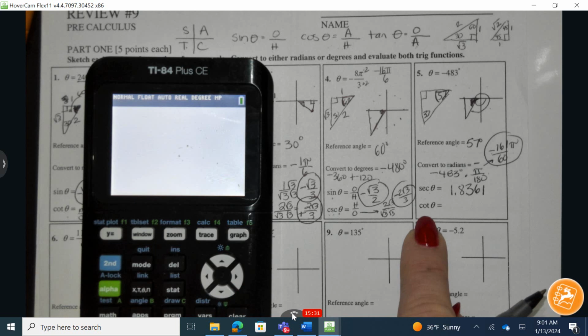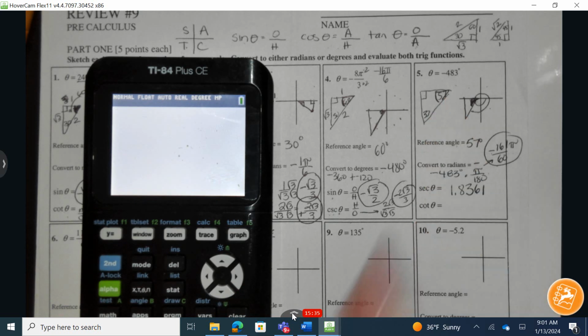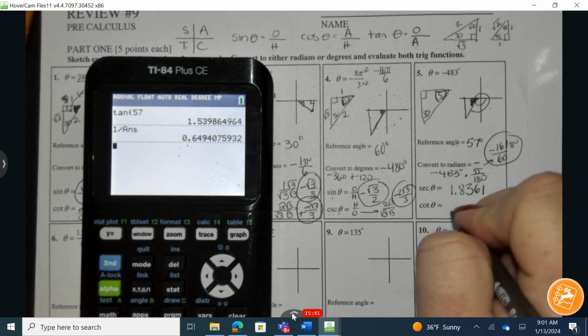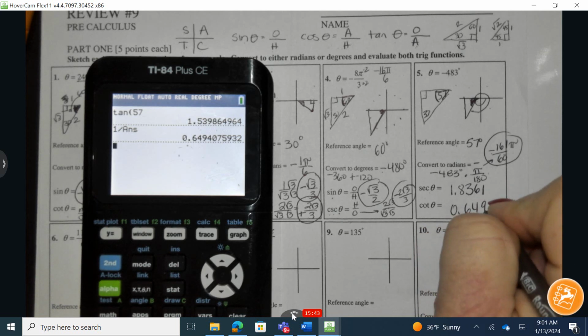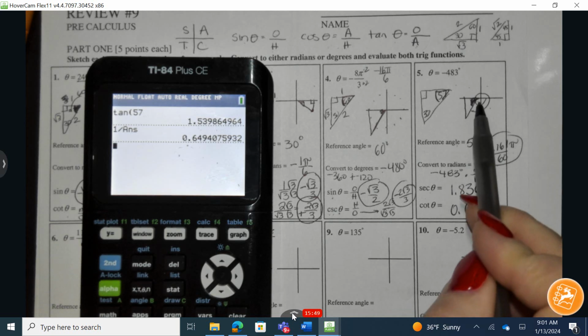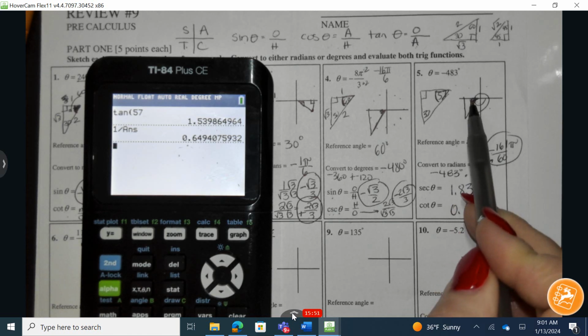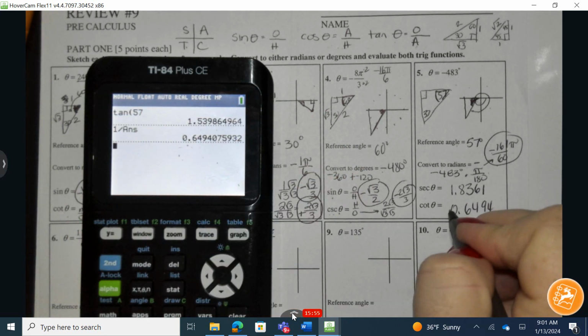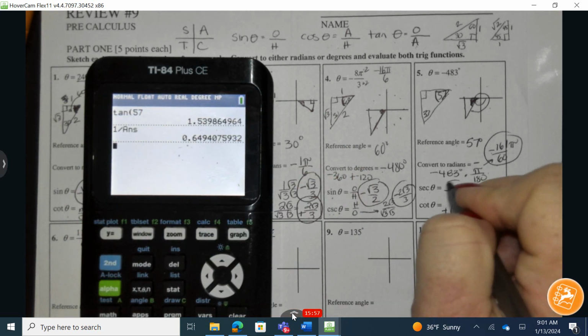Cotangent is the reciprocal of tangent. So again, let's figure out the tangent of this angle. Tangent of 57, and then 1 divided by it because we're looking for the reciprocal of tangent, 0.6494. All right, my next objective will be to come back here and go to quadrant number 3. Only the tangent and its reciprocal are positive. Everything else is negative.